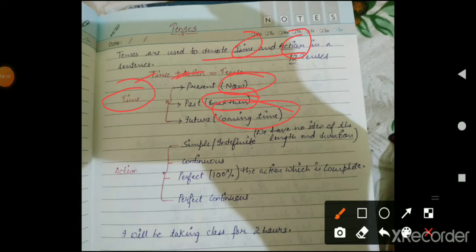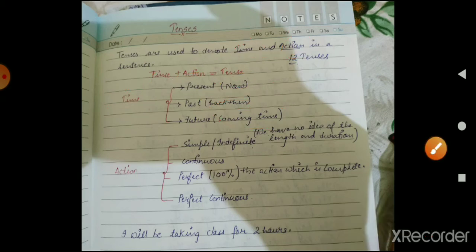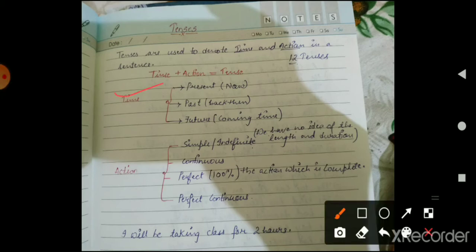What about action? What are actions? So, children, actions are generally divided into four main categories. Simple or indefinite action. Then we have continuous. The third one is perfect, and then we have perfect continuous. Now, let us understand all of these. The time portion is covered. Now we are seeing the action part.